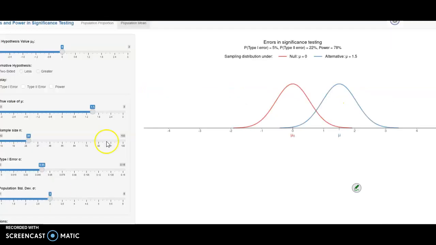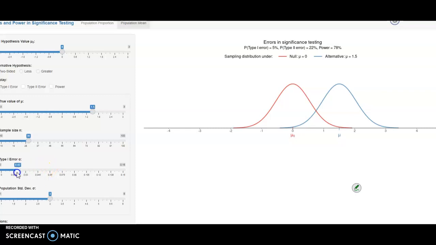Well, let's change our significance level next. Instead of using my alpha of 5%, if I use an alpha of, let's say, 8%, now my type 1 probability has increased and my power has increased. And you'll notice my type 2 error has decreased. So let's go back to 5% to see the original values.